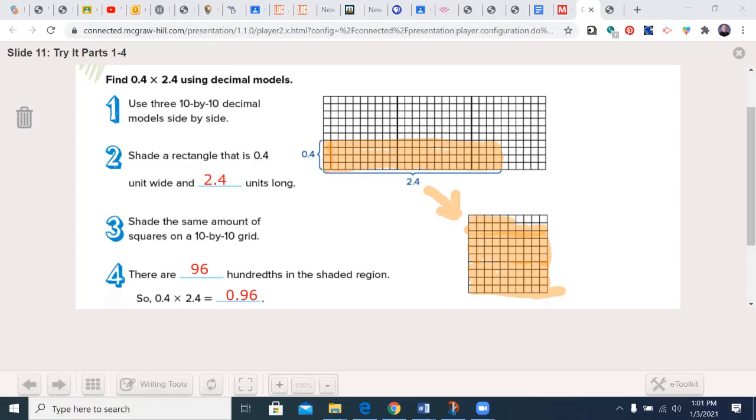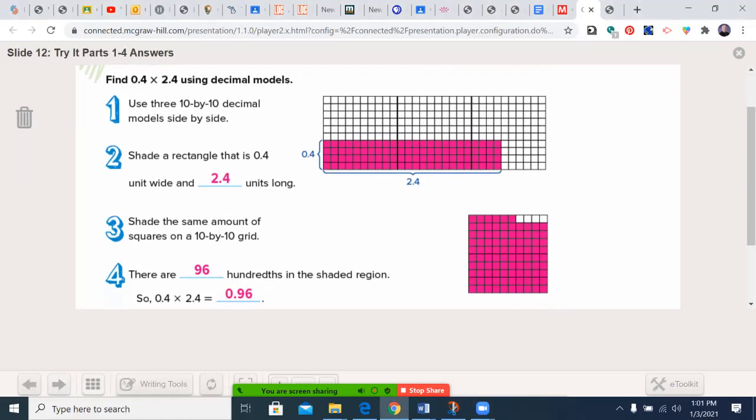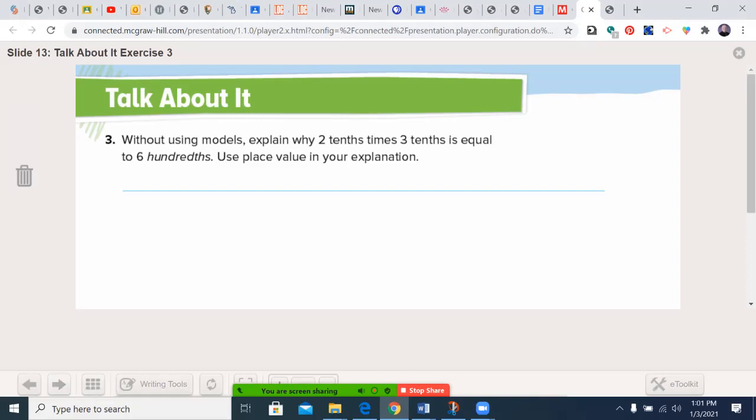We covered in 9 rows, and there were 6 small ones left over. Go ahead and fill that in. And then we will move on. If you need more time, feel free to pause the video. See our answer here. Same thing of what we talked about. Without using models, explain why 2 tenths times 3 tenths is equal to 6 hundredths. Use place value in your explanation.